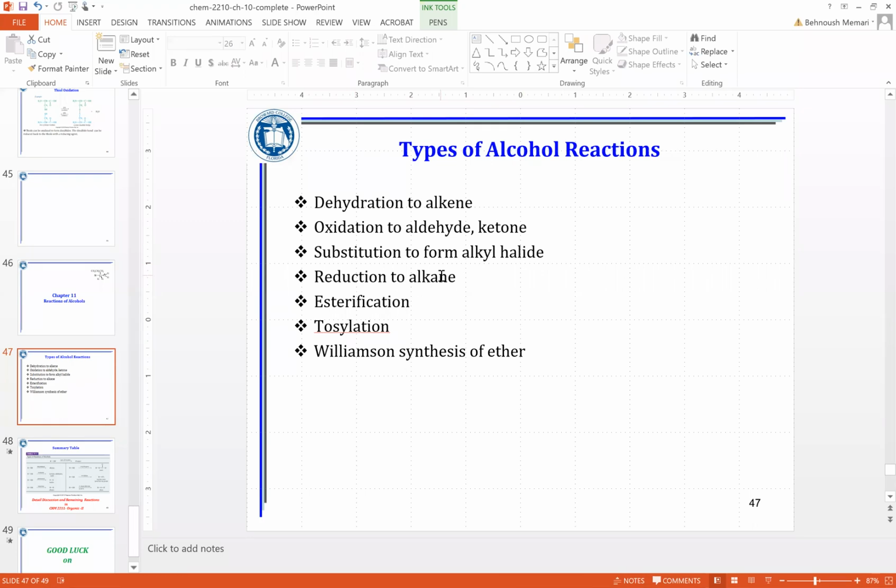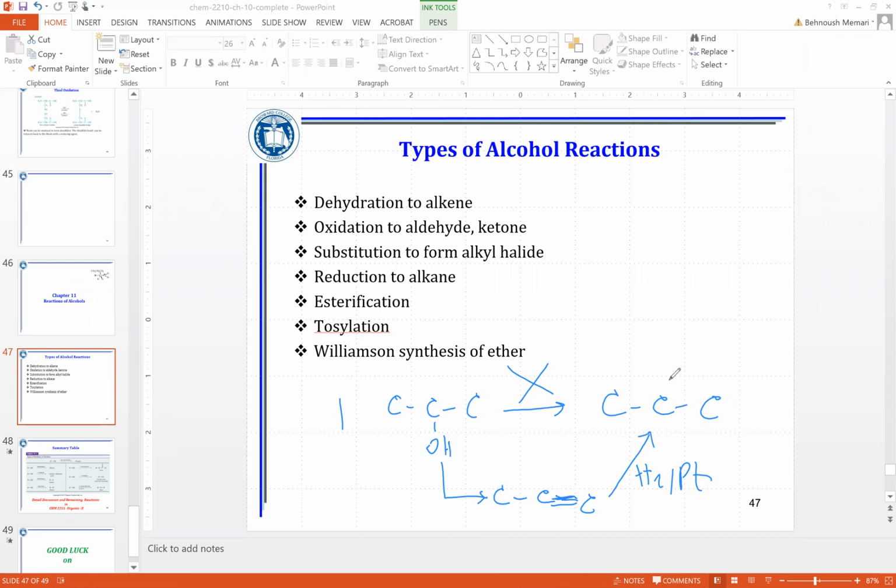How could you reduce alcohol to alkane? To reduce alcohol to alkane, let's say you have OH here. There is no reducing agent that would directly take this to alkane. So this is not possible directly. What you have to do first is dehydrate this and change to alkene, then add H2 in order to change to alkane. So it's indirect. Another method you could do, you can tosylate.